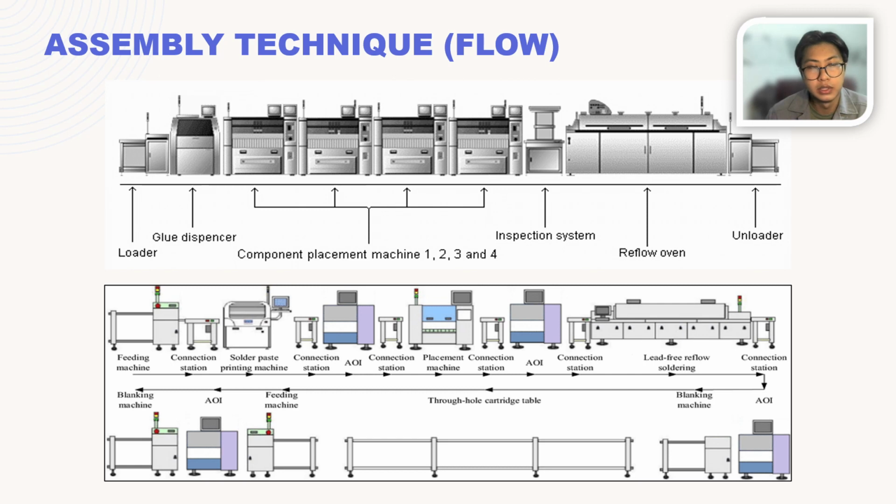Here is the flow for the SMT. As you can see, firstly at the loader, it goes to the glue dispenser and the component placement machine, or we call it MPM. And then we have the inspection system, and it goes to the reflow oven and is unloaded at the end of the process. You can see the detail on the bottom side, which states what they do in the loader, glue dispenser, component placement, inspection, reflow, and unloader.